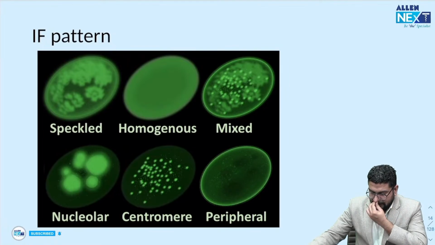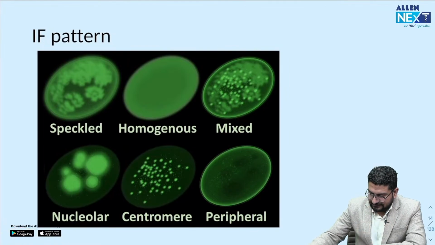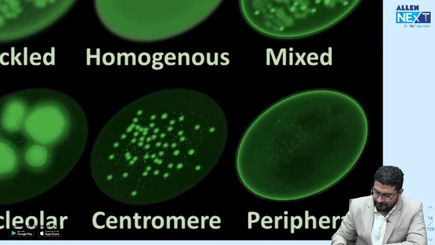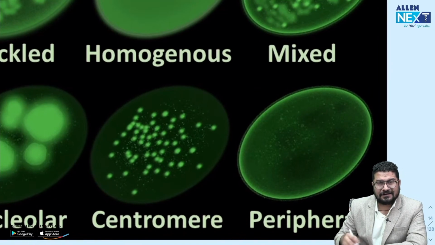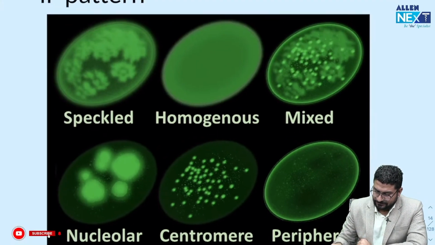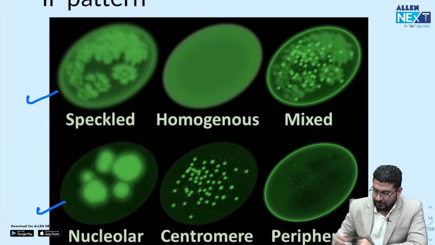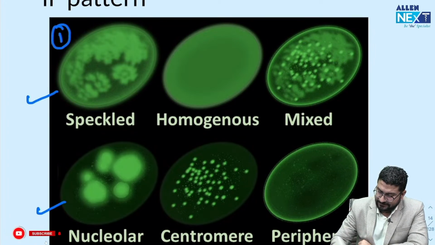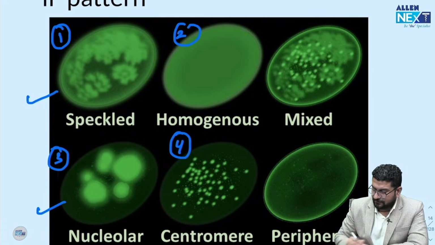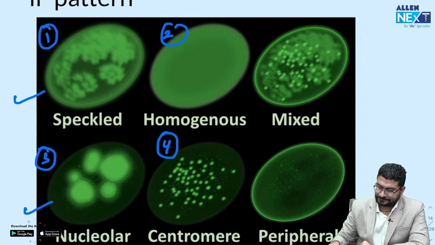Okay, moving to immunofluorescence patterns, they sometimes ask in the exam. Like we can see, this is what we call the centromere pattern that we see in CREST syndrome. Then you can see the nucleolar pattern. This is a speckled pattern or homogeneous pattern. So mostly in the exam, they ask you either speckled, homogeneous, nucleolar, or centromere. These are the 4 patterns which you have to remember.